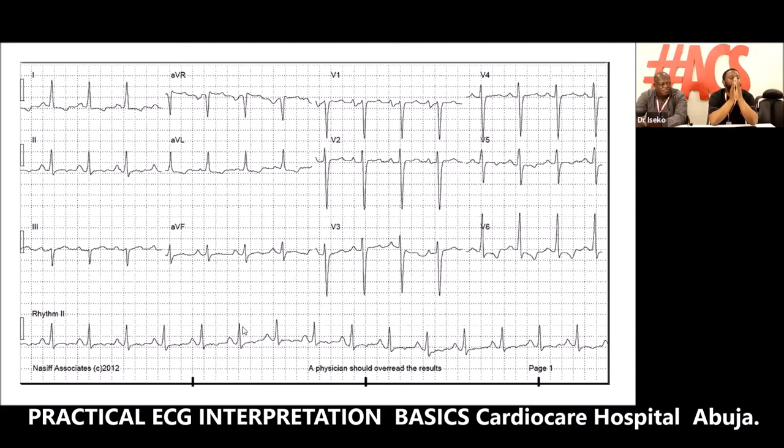What is the rate? 1, 2, 3. So 300 divided by 3 is what? 100. This is ECG simple. What is the axis? Is it lead 1 and AVF? Two thumbs up. Normal. Correct. Great. ECG simple. Are we all agreed now? Yes. All right, let's go to another ECG.